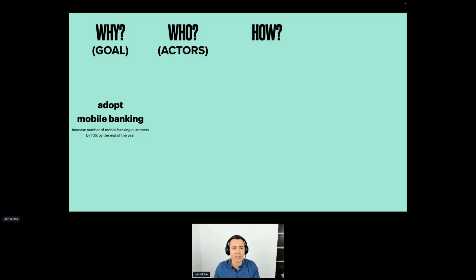So who are the actors? Who are those people whose behavior we need to affect to help increase the adoption of mobile banking in our example? Well, there's a number of them, but to keep it simple, let's focus on one particular category of actors, the branch-only customers. So what is the impact that we'd like to have on their behavior? How would we like for it to change?